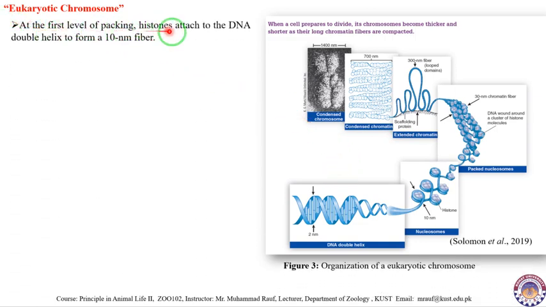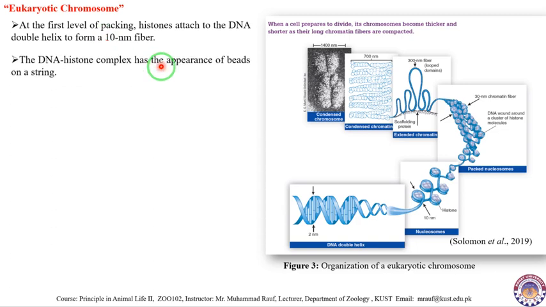So, at the first level of packing, histones attach to the DNA helix to form a 10 nanometer fiber. Here, the DNA is associated with histones, and the 10 nanometer fiber is formed, which is called the unit of chromosomal packing. The DNA histone complex has the appearance of beads on a string. You can see here, this is a DNA molecule and it is in association with histones. So you can say it is beads on a string.